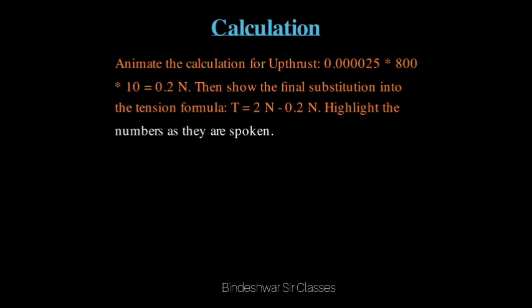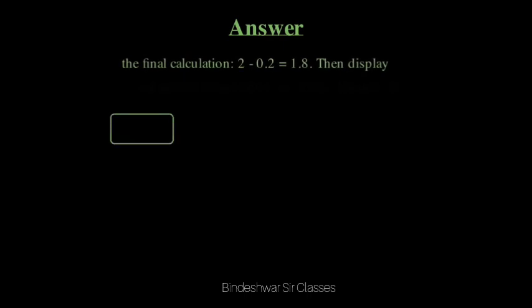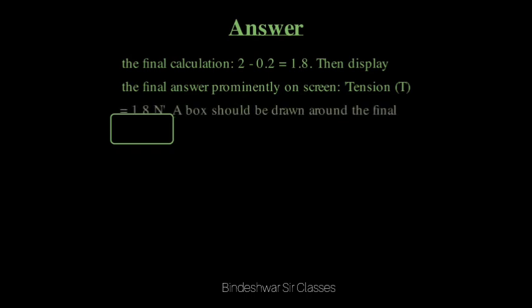Our main formula is tension equals weight minus upthrust. So the tension is 2 newtons minus 0.2 newtons. After subtracting the upthrust from the weight, we get our final result. 2 minus 0.2 equals 1.8. Therefore, the tension in the string is 1.8 newtons. This is the final answer to the problem, and it matches the expected answer. Remember to always include the correct units, which in this case is newtons, the SI unit for force.